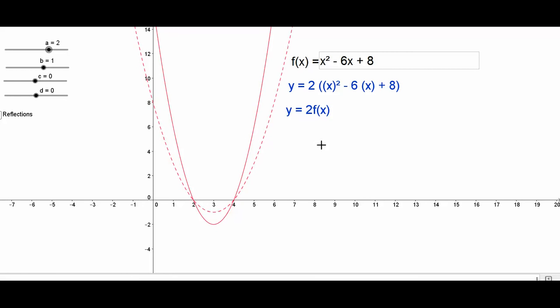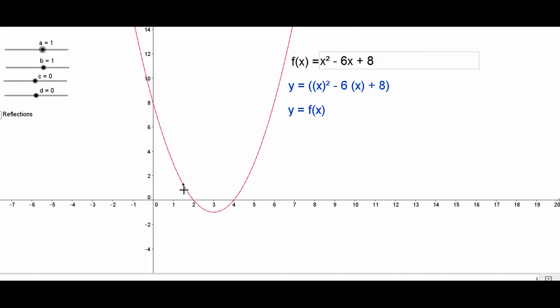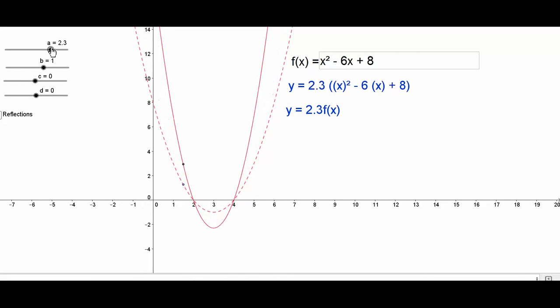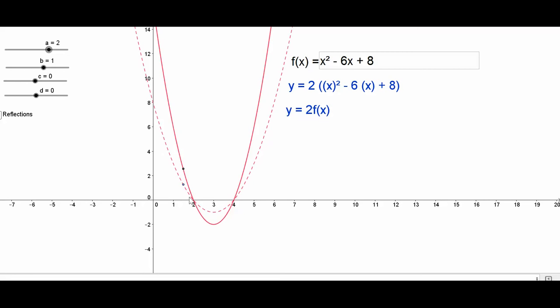And we see what's happened here. The curve has been stretched. So we can see any point. The minimum point here is twice as far from the x-axis, pulled down, and all points are pulled up. If we take this point here, a stretch of factor 2 pulls it up twice as far away from the x-axis.